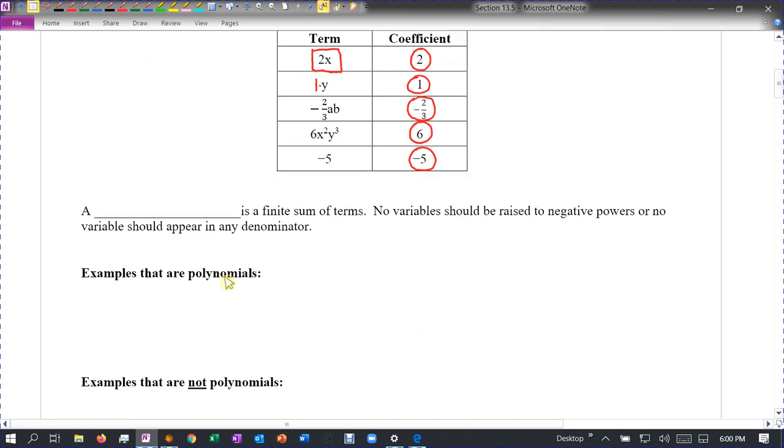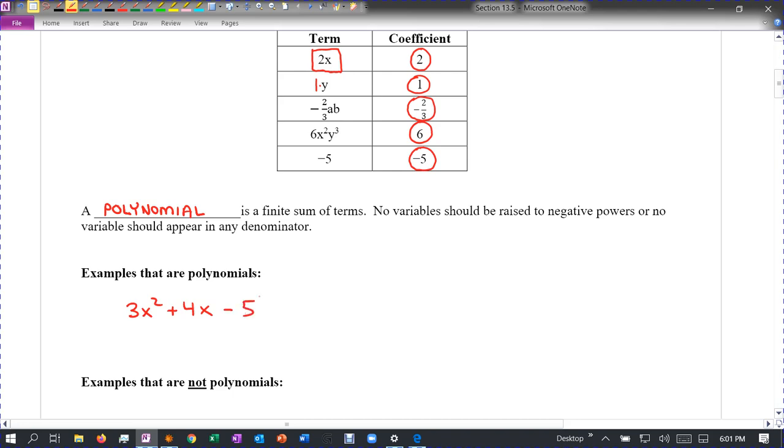Okay, a blank is a finite sum of terms. All right, so a polynomial is a finite sum of terms. No variable should be raised to negative powers, or no variable should appear in any denominator. So some examples of polynomials are, let's say 3x squared plus 4x minus 5.